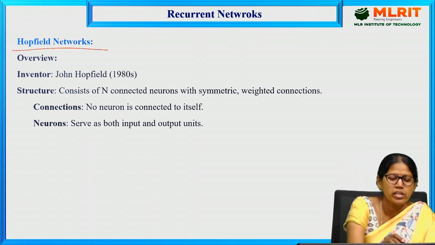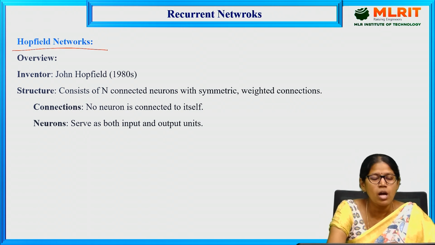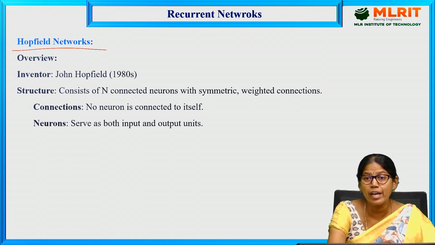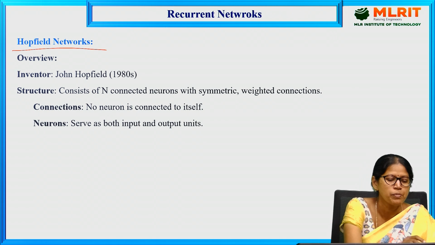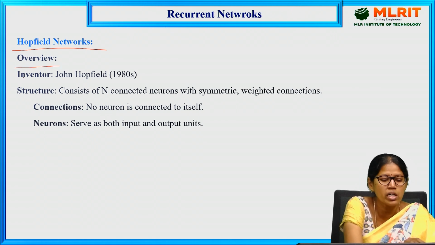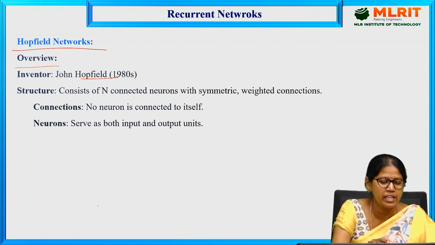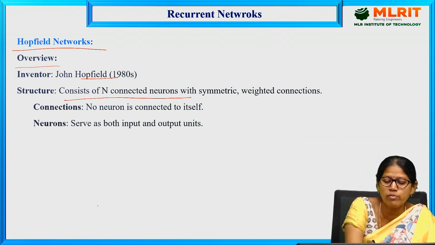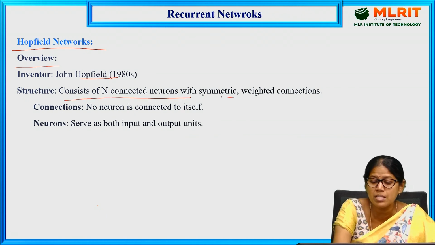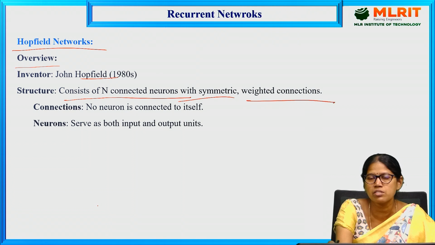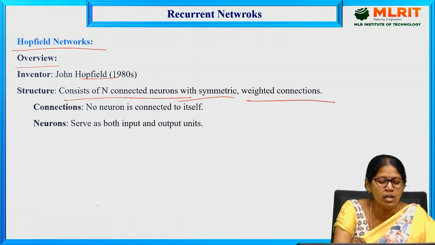The next one is Hopfield networks. These Hopfield networks are one of the types of recurrent neural networks. The recurrent neural networks are a type of artificial neural networks. Hopfield networks were invented by John Hopfield in the 1980s. The structure consists of n connected neurons with symmetric weighted connections. So each link will have a weight.